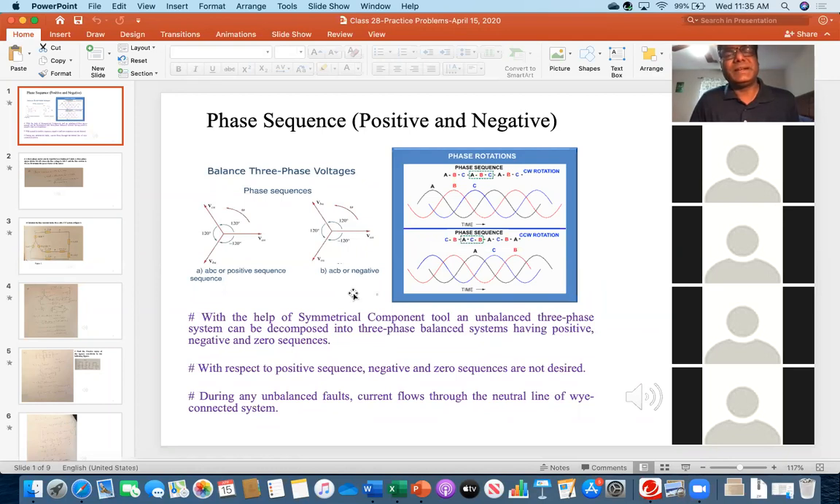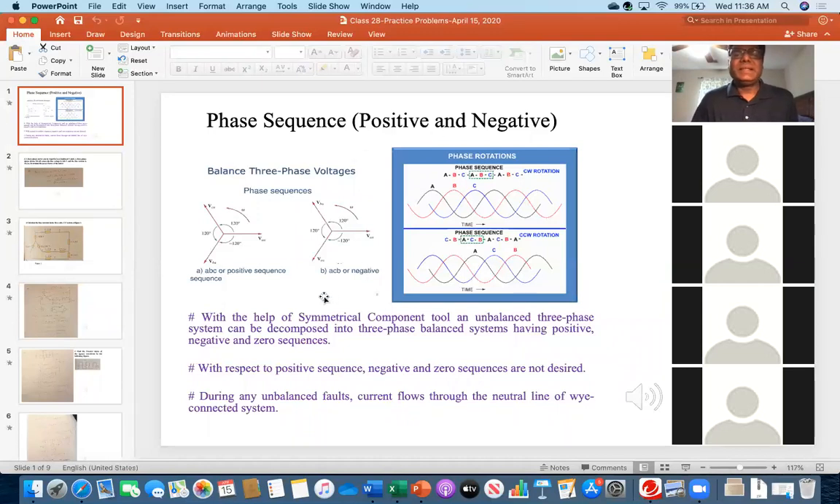So this means that phase sequence must be the same, voltage must be the same, phase angle should be the same, and frequency should be the same. If not, then there will be some sort of circulating current, and that will cause heating, power loss, even system breakdown. So that's why this phase sequence, positive, negative, is important.